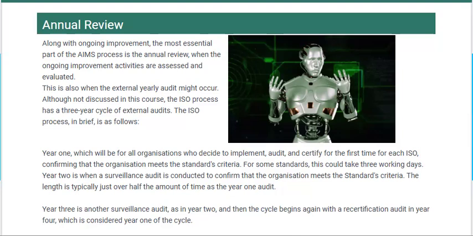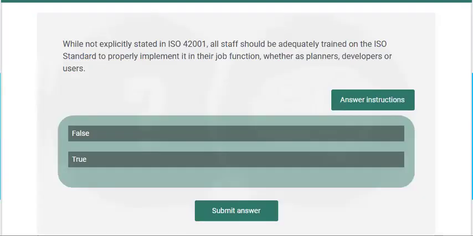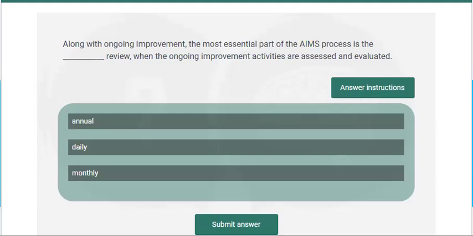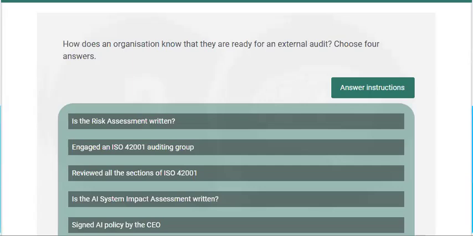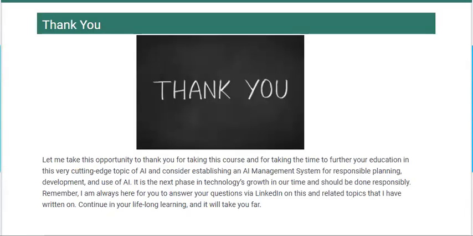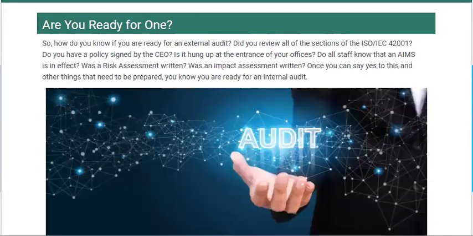Are you ready for one? So, how do you know if you are ready for an external audit? Did you review all of the sections of the ISO/IEC 42001? Do you have a policy signed by the CEO? Is it hung up at the entrance of your offices? Do all staff know that an AIMS is in effect? Was a risk assessment written? Was an impact assessment written? Once you can say yes to this and other things that need to be prepared, you know you are ready for an internal audit.